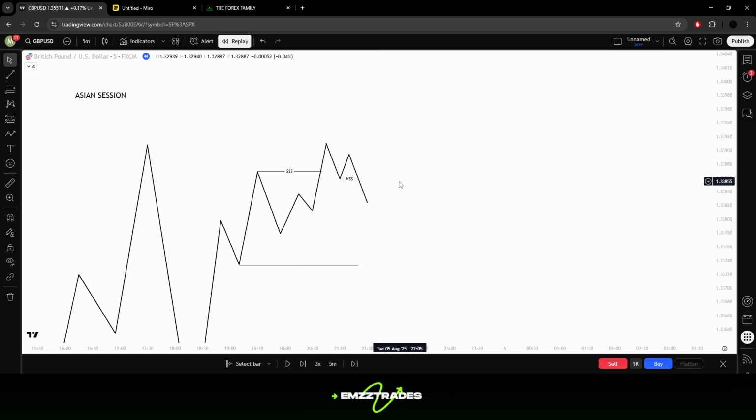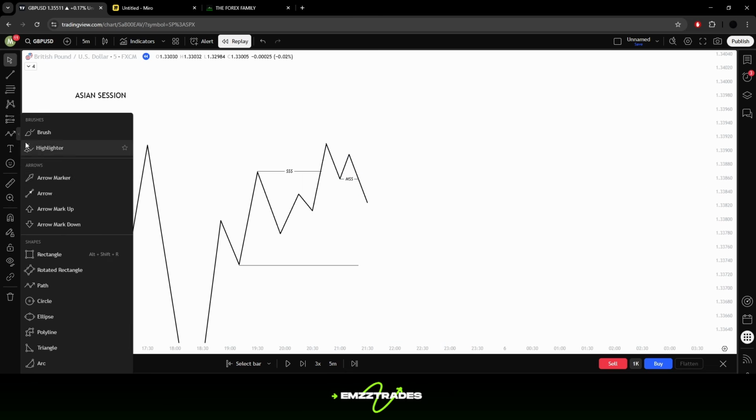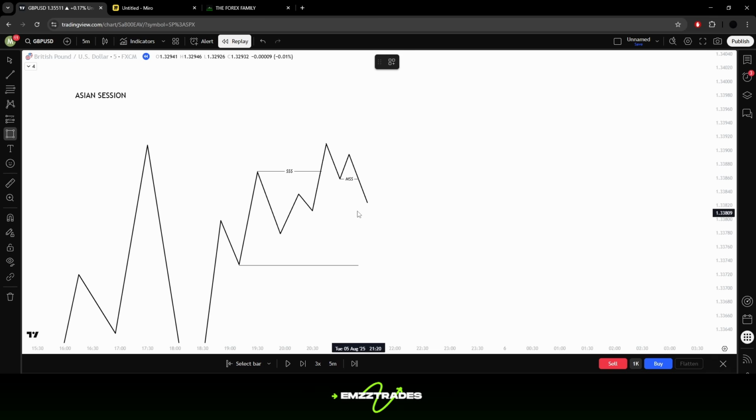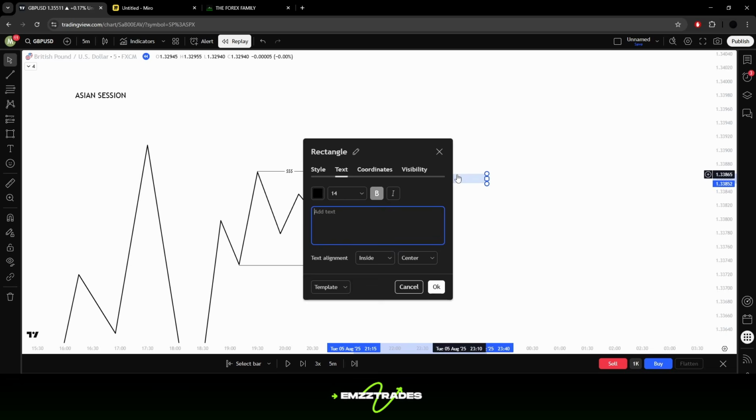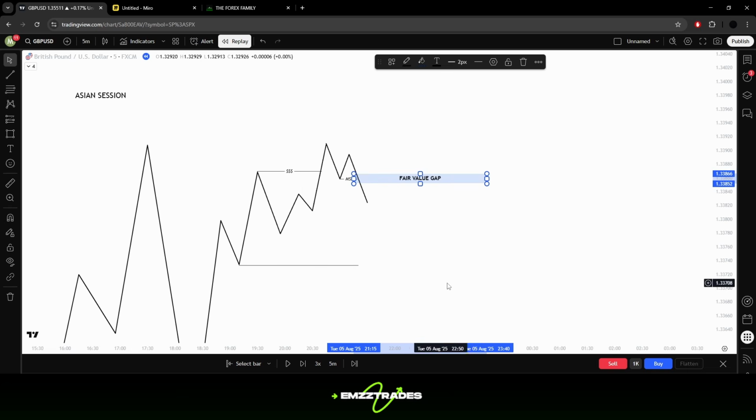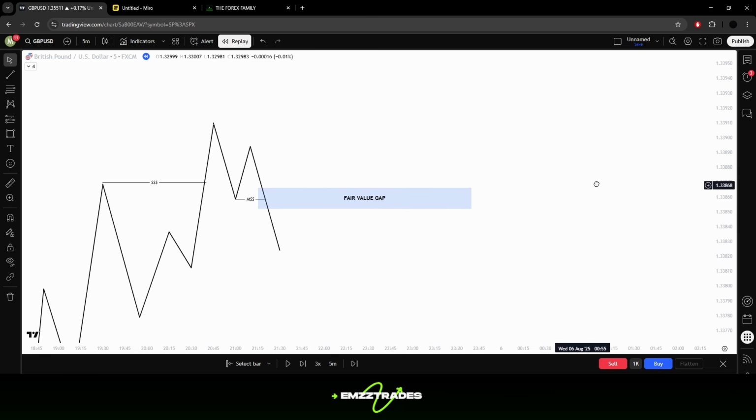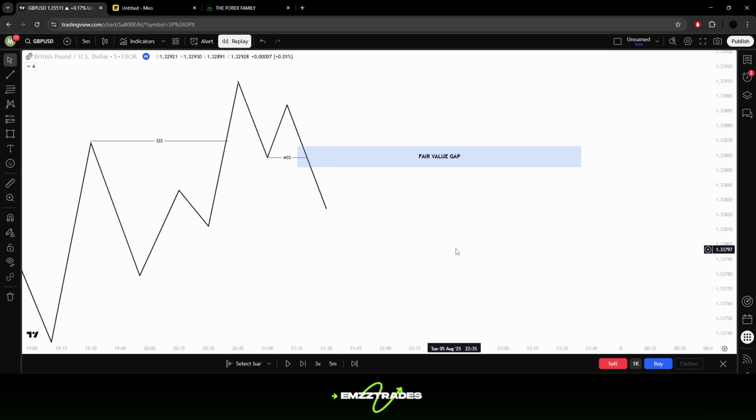So as soon as we get this market structure shift, what we need to do now is very, very simple. We just mark out our rectangular tool, and we can check where our FVG is, right? So this would be my fair value gap. Very, very simple, very easy, right? So this is where your fair value gap would be in a normal market structure.